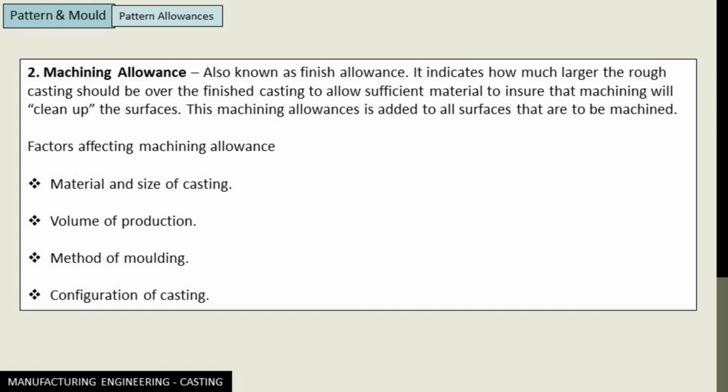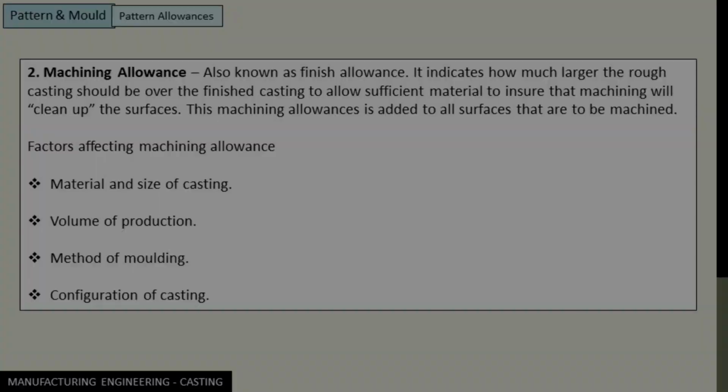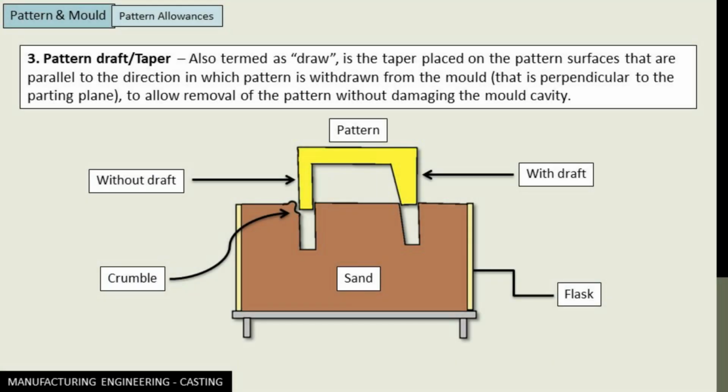There are certain factors that affect machining allowance. These are the material and size of casting, the volume of production, the method of molding, and last but not the least, the configuration of the casting. The third allowance is what we call taper or pattern draft. It is also termed as draw.